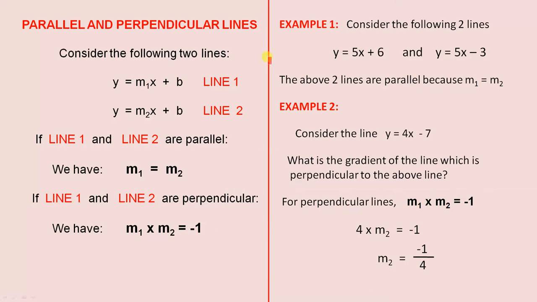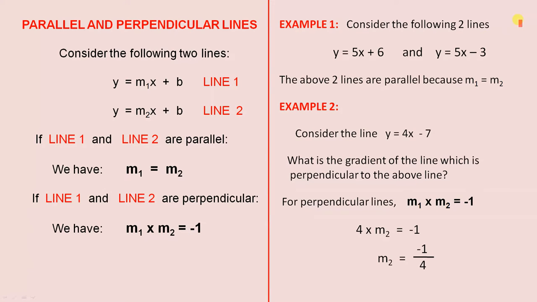Parallel and perpendicular lines. Consider the following two lines. Y equals m1x plus b, that's line 1, and y equals m2x plus b, that's line 2. If line 1 and line 2 are parallel, we have that m1 equals m2. In other words, if two lines are parallel, their gradients are equal. If line 1 and line 2 are perpendicular, we have this special case. m1 times m2 equals -1. That is, when you multiply the gradients together, the answer is -1.